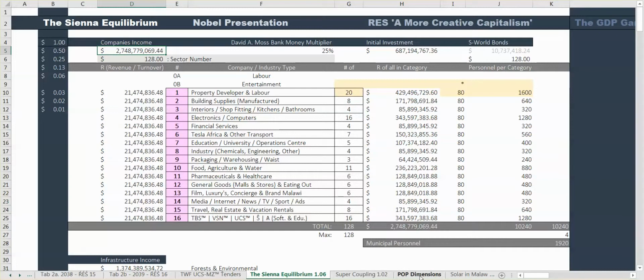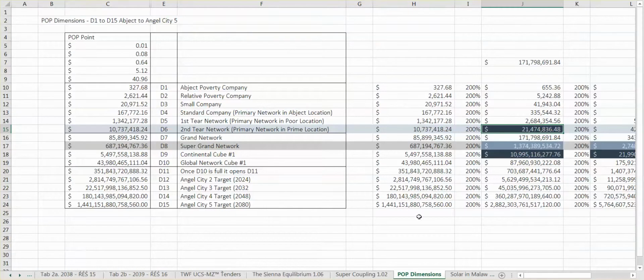Let's just find it on the POP dimensions. Where is it? It'll be half. There we go. It's a D9 investment. 5.497 billion. Let's just say it's 5.5 billion.